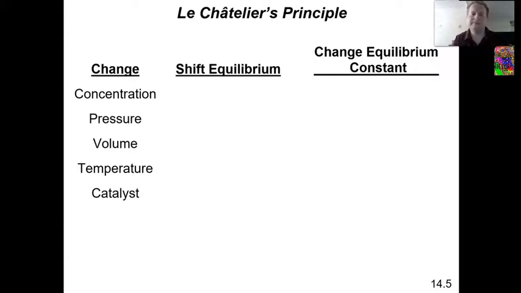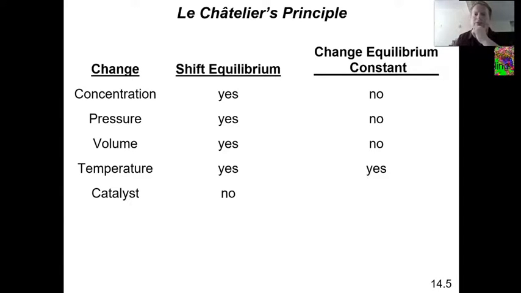Okay, so here's our overall summary. If we change the concentration, it will shift the equilibrium, and it will not change the equilibrium constant though. Ratio of products to reactants will remain the same. Pressure will shift equilibrium, will not change the constant. Changing volume will shift the equilibrium, will not change the constant. Temperature is the only thing that will change the equilibrium constant. Right, so that's the only one. And then the catalyst will not shift the equilibrium, and it won't change the constant. So that would be a pretty good test question on there.